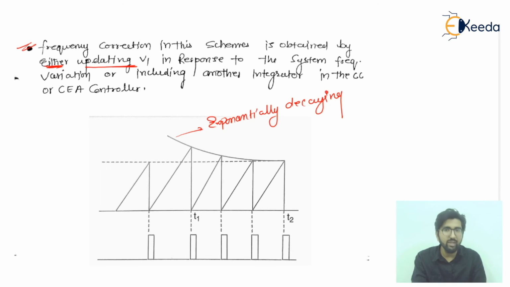But there may be a chance that we can include another integrator, so that for the CC, that is the constant current, and the CA, that is constant extinction angle control, we have two possibilities. One is updating the V1 in response to the system frequency, another is using another integrator. So this is all about this, and we will move on to the next one.